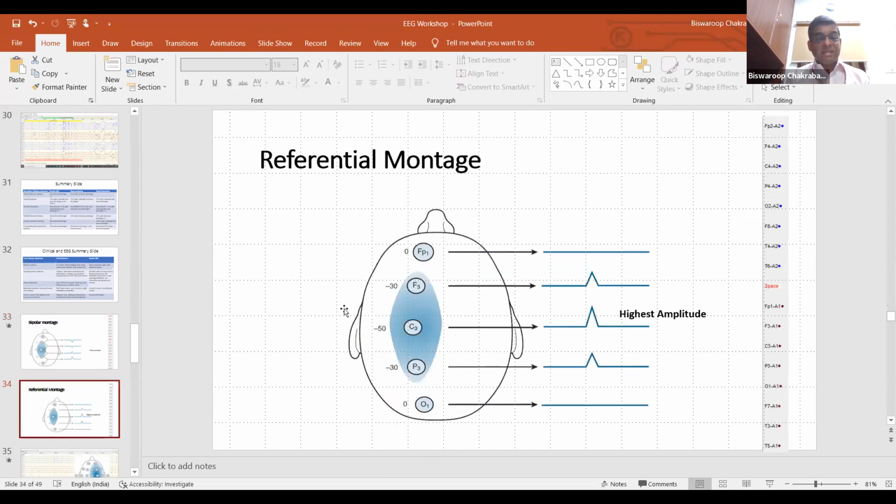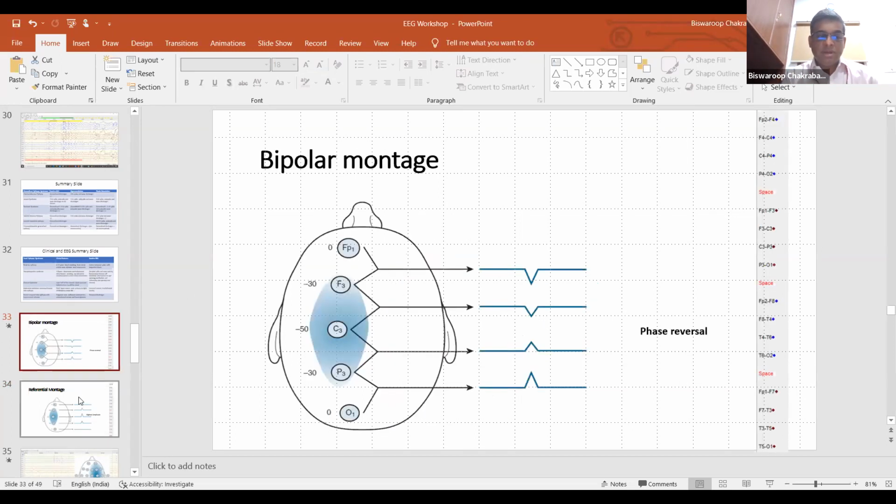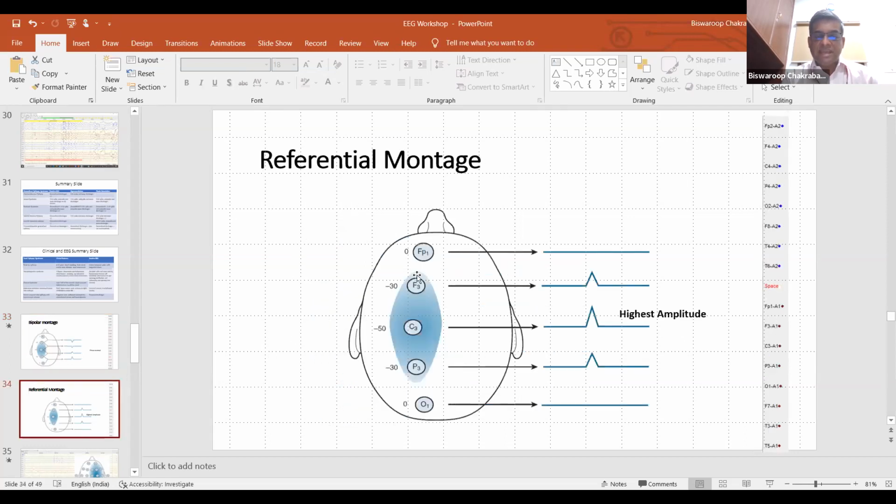Again, then we can come to referential montage. Don't worry, we'll soon see some EEG snapshots and this will become clear. Now see what has happened. From bipolar, we go to referential, where everybody is against a particular reference. You see the highest amplitude is with C3, and so the localization is to C3. So in bipolar montage, localization is by phase reversal in focal epilepsy, and in unipolar, referential or average montage, the localization is by highest amplitude. This will become clearer soon.